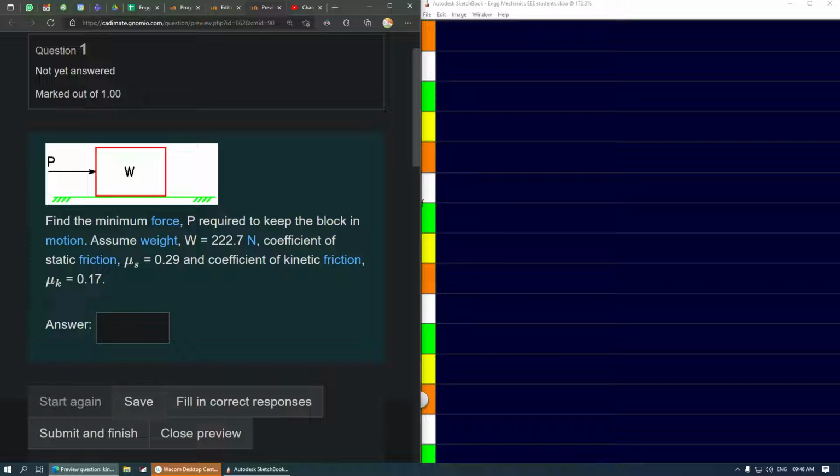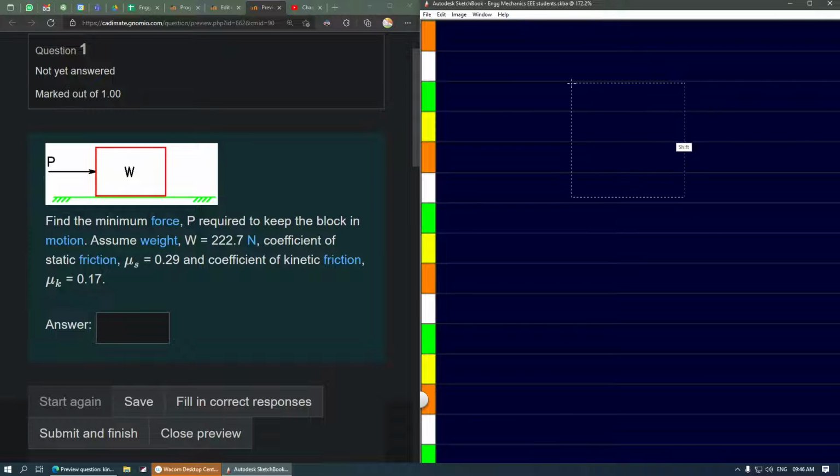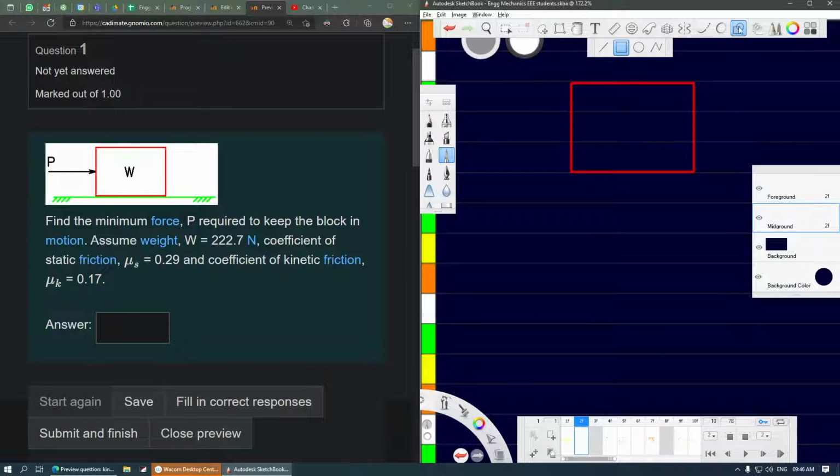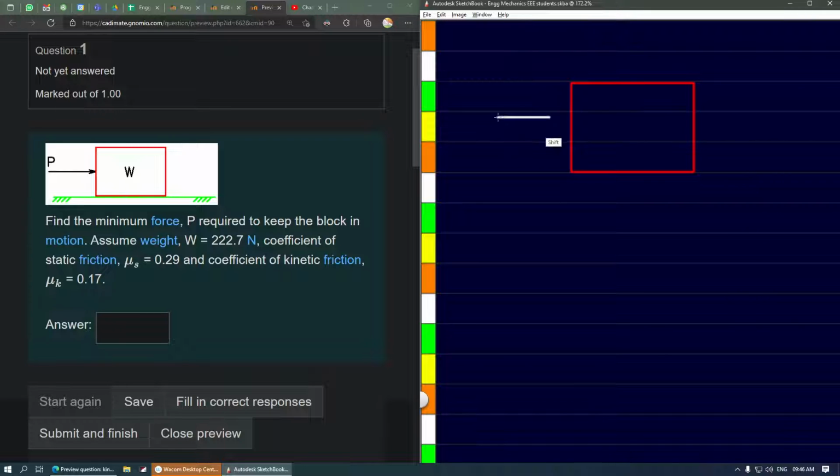So let's go ahead. We have a block here placed somewhat like this, and on this block there is a force acting from this side. Now look carefully at the question, what is being asked, and you can see here that more data is given than what is required. So we are supposed to find the minimum force P required to keep the block in motion.